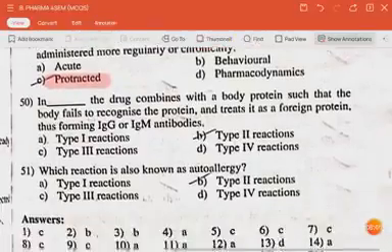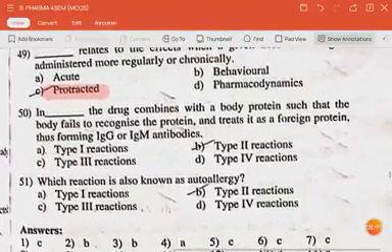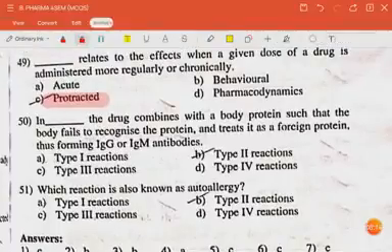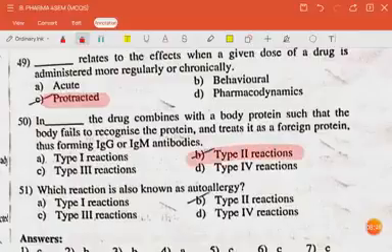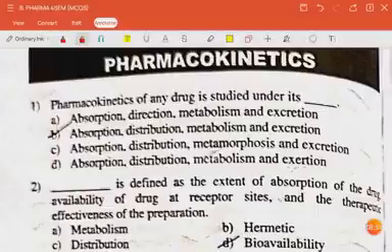The next question is, in dash the drug combines with a body protein such that the body fails to recognize the protein and treats it as foreign protein, thus forming IgG or IgM antibodies. It is type 2 reaction. The next question is, which reaction is also known as autoallergy? So the answer is type 2 reaction. Any drug is studied under its absorption, distribution, metabolism and excretion.